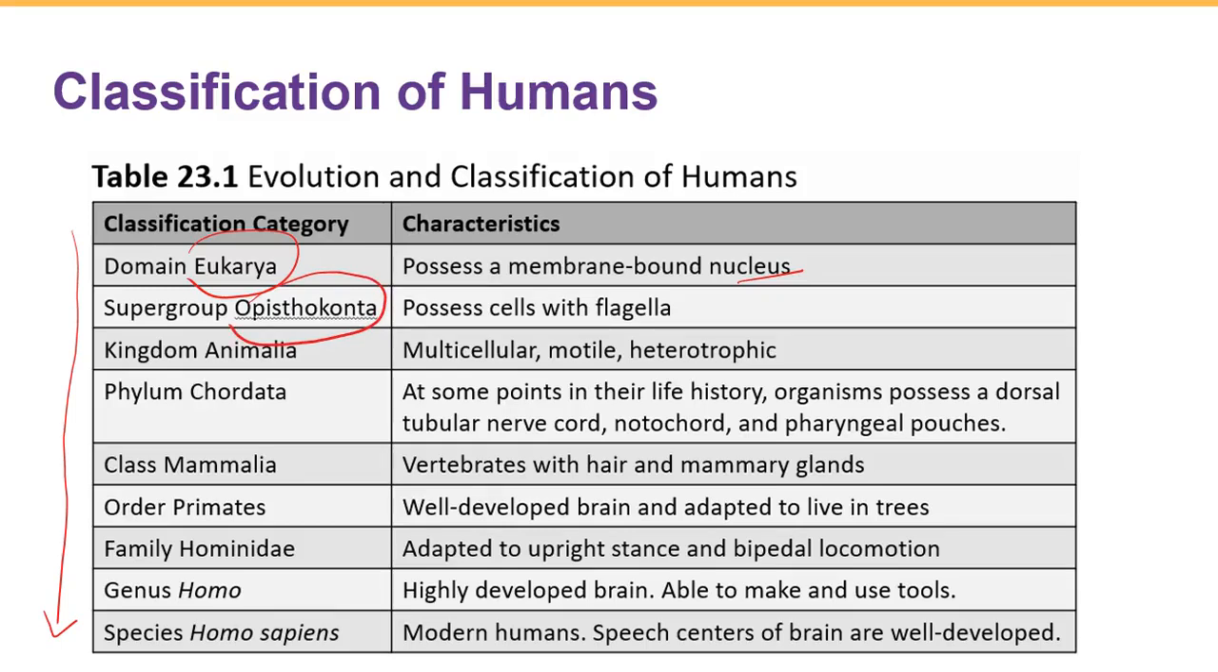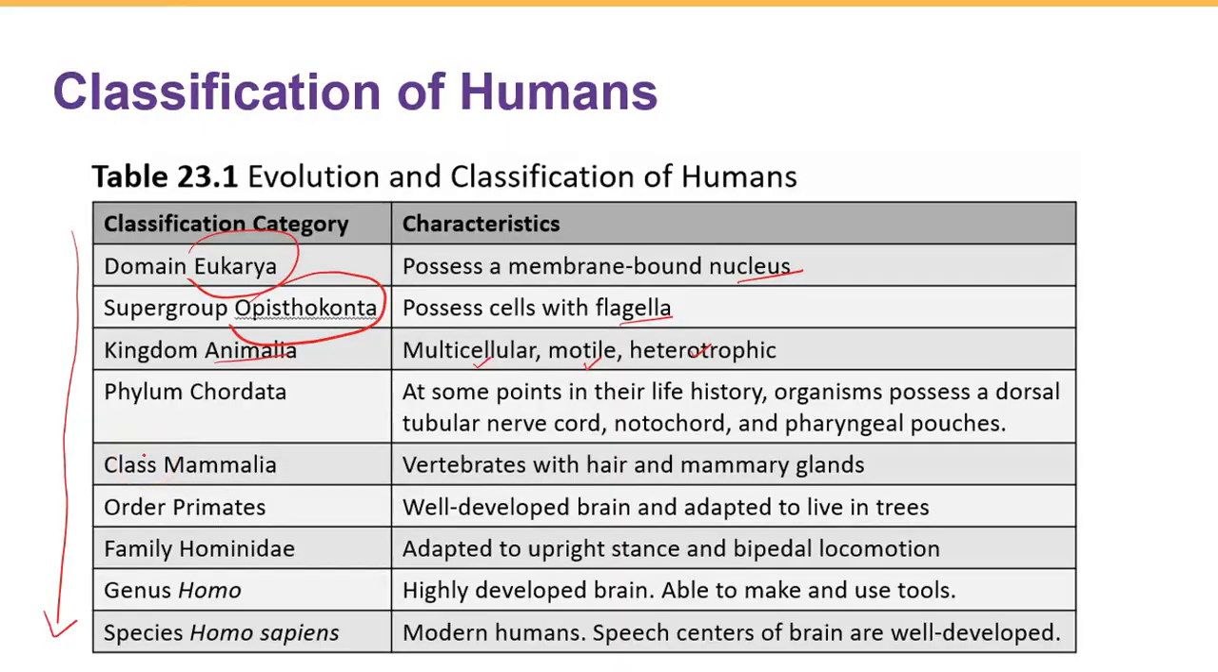The Opisthokonta group is defined by cells which have flagella. This is a feature we share with other animals and also fungi. Then humans are in the kingdom Animalia, which means we are multicellular, made of many cells, motile, we can move, and heterotrophic, which means we eat other organisms for energy. We do not make our own food like plants.